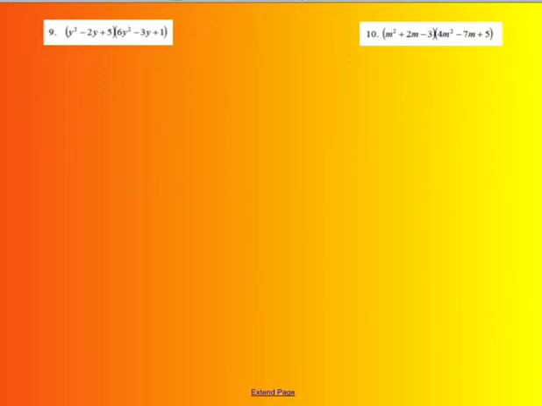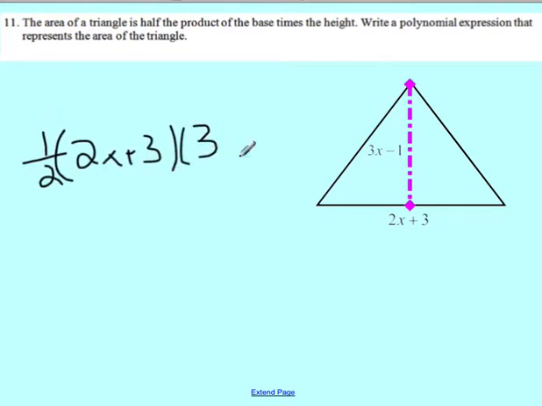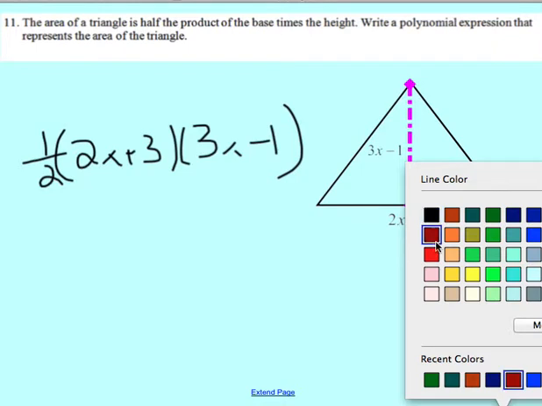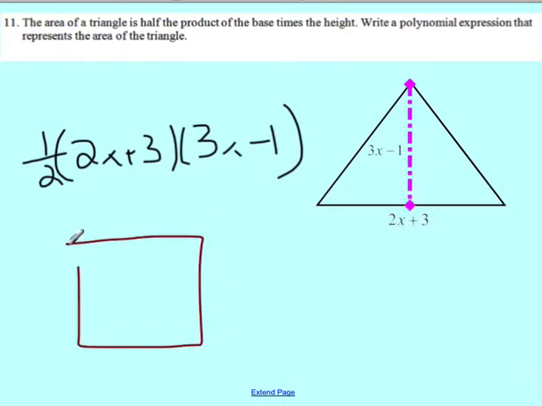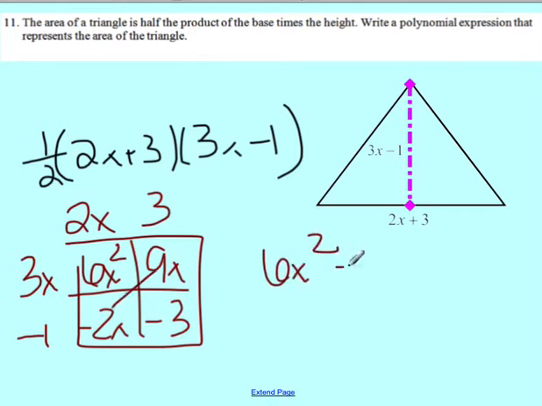Last but not least, let's take a look at this last word problem. It says the area of a triangle is half the product of the base times its height. So we have 1/2, and then we're going to do the base times the height. So I'm going to go ahead and multiply those first two by using the box method. I'm not going to worry about that 1/2 quite yet. I'm going to worry about that at the end. So 2 times 3, that's going to give me 6x squared, 9x, negative 2x, and negative 3. So then I get 6x squared. I can combine those two terms to get 7x, and then minus 3.